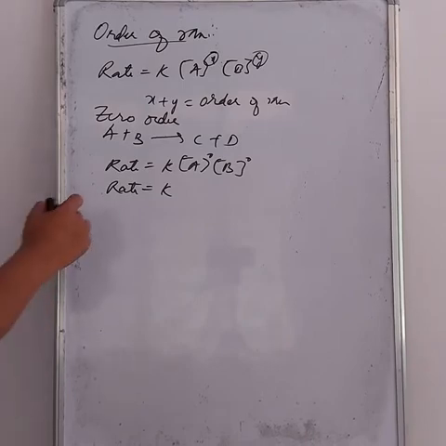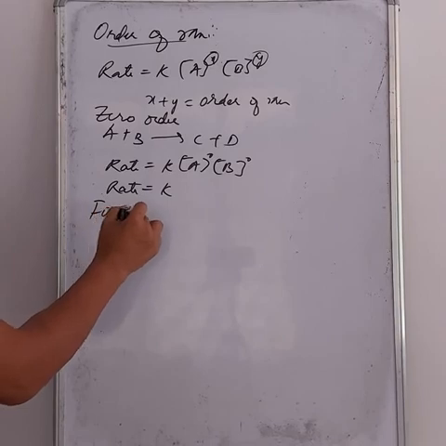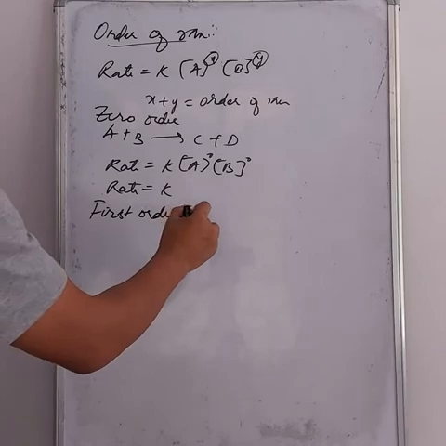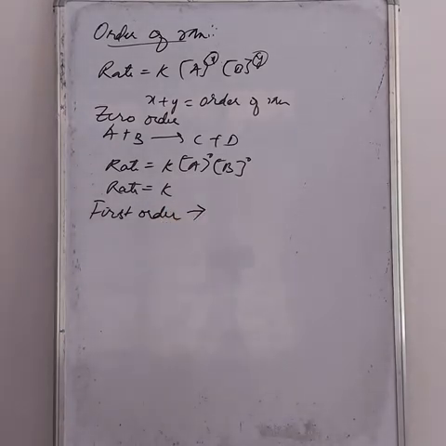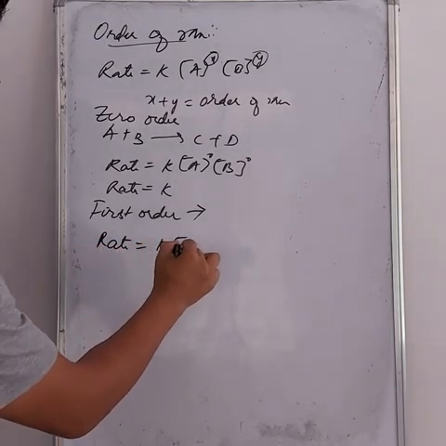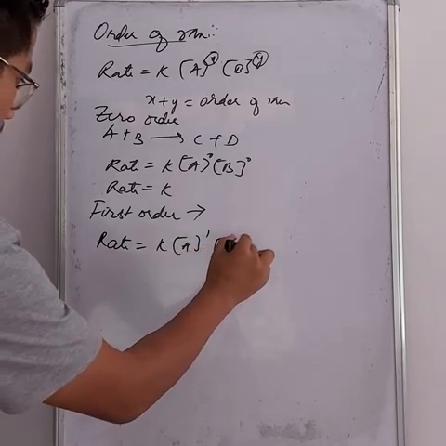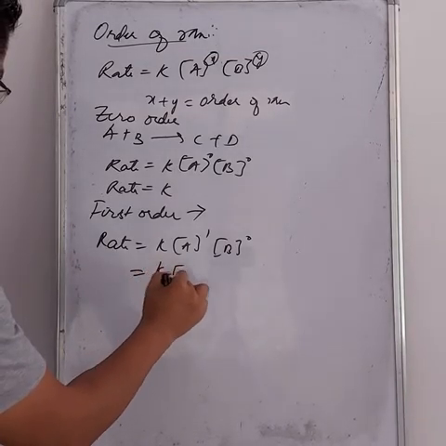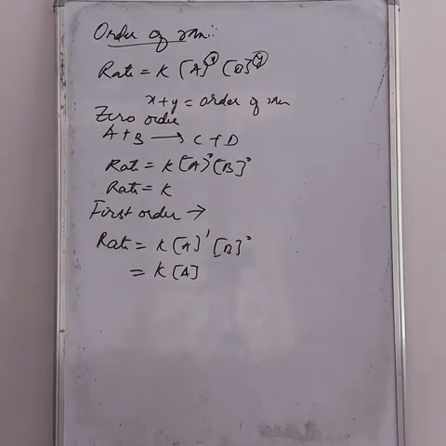But for first order, suppose a first order reaction, and most reactions, especially radioactive decay, follow first order. Suppose the rate is given by K into A to the power 1 and B to the power 0, then the rate would be K A. So that is our order of reaction.